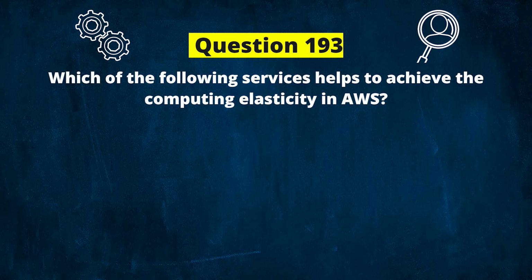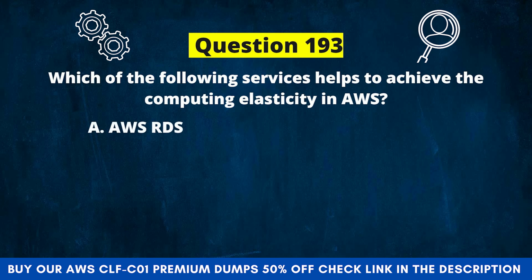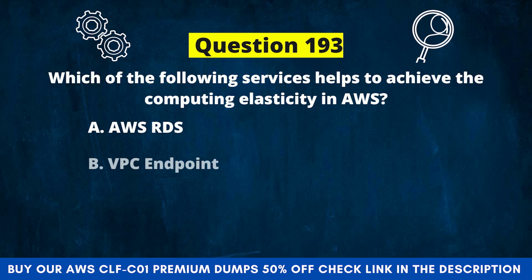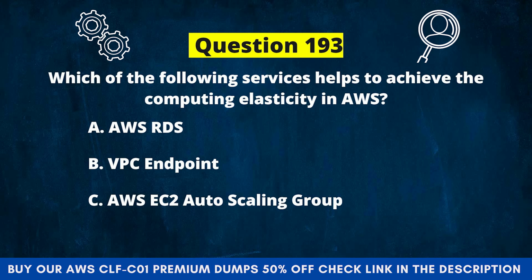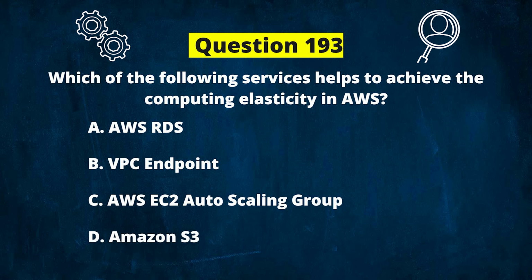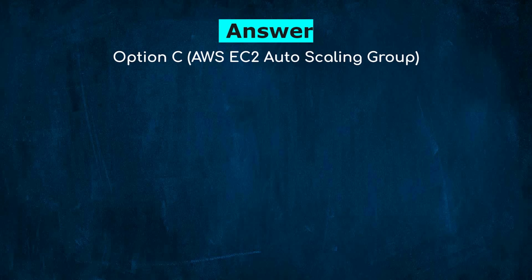Next question. Which of the following services helps to achieve the computing elasticity in AWS? And the options are A. AWS RDS, B. VPC Endpoint, C. AWS EC2 Auto Scaling Group, D. Amazon S3. And the correct answer is option C. AWS EC2 Auto Scaling Group.